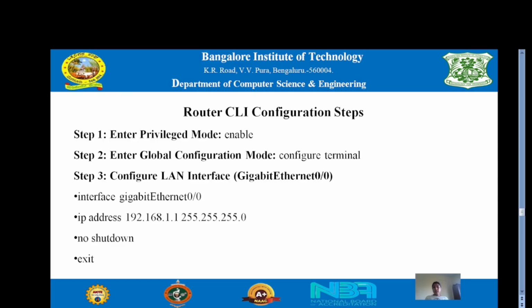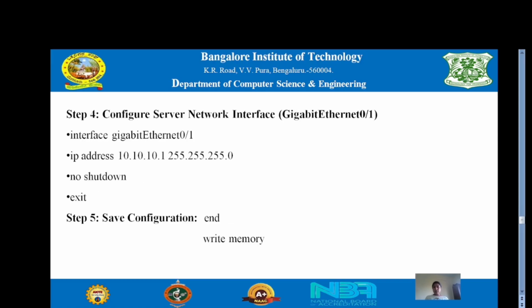The main commands used are enable, configure terminal, interface GigabitEthernet, ip address, no shutdown, and exit. These commands configure the router interface. Finally, we save the configuration using write memory. After saving the configuration using write memory, we start verification.